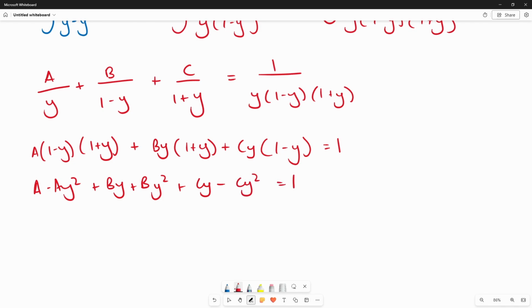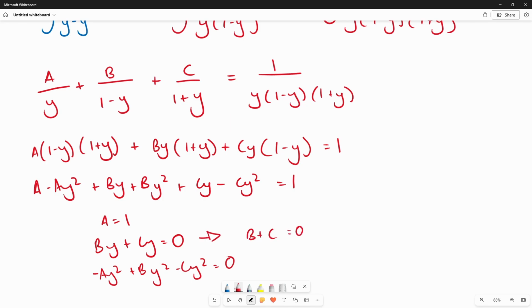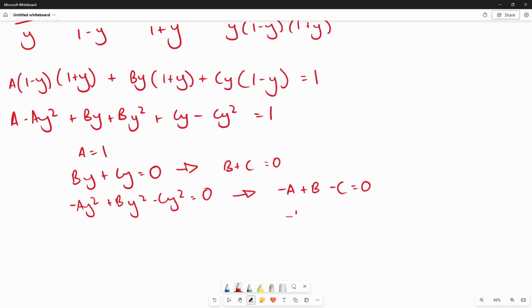We can deduce from this that a equals 1, because the whole number a equals 1. by plus cy equals 0, because there's no y term on the left hand side. And minus ay squared plus by squared minus cy squared equals 0. Over here we can just divide by y and we'll get b plus c equals 0. And here we can just divide by y squared and we get minus a plus b minus c equals 0. We know that a equals 1, so that's just minus 1 plus b minus c equals 0. Then we'll add on 1, and we'll get b minus c equals 1.